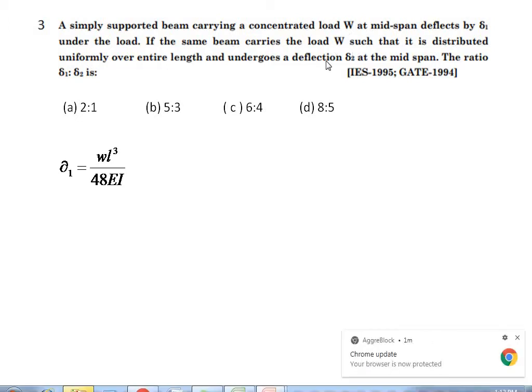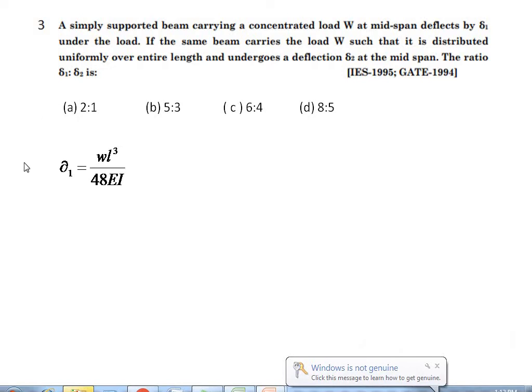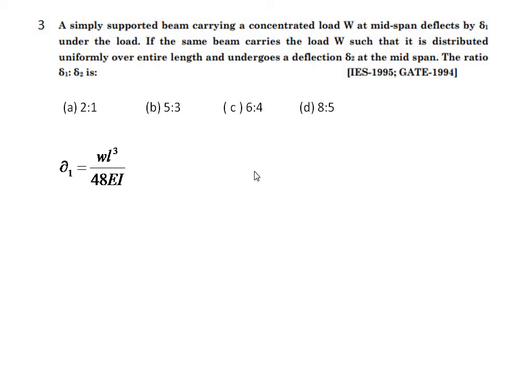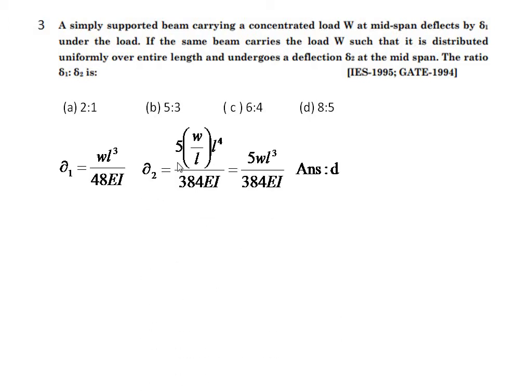In the other case, we have the same load W, but it is distributed. So the magnitude of load is W by L, that is W by L newton per meter, or whatever may be the load unit of uniformly distributed load. In the first case it is a point load, so the deflection is delta 1 equal to WL cube by 48 EI.